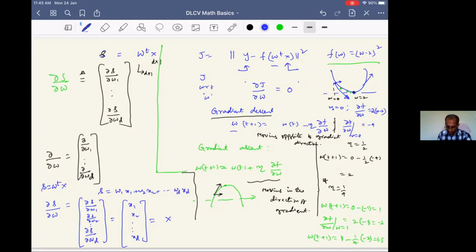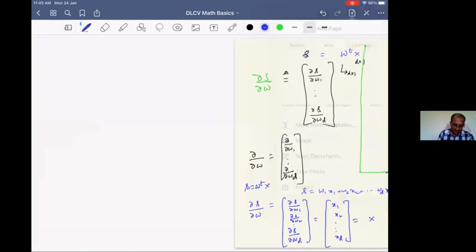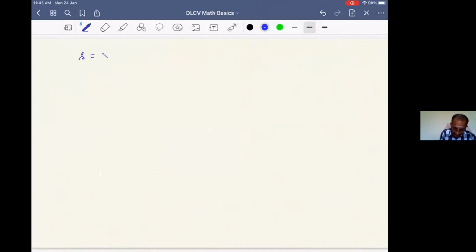Okay. So now the next question is, assume that we would like to find out, instead of writing S as W transpose X, somebody has written the function S as X transpose W.